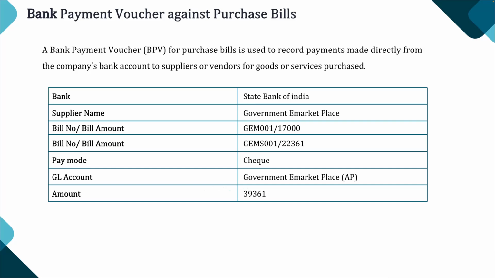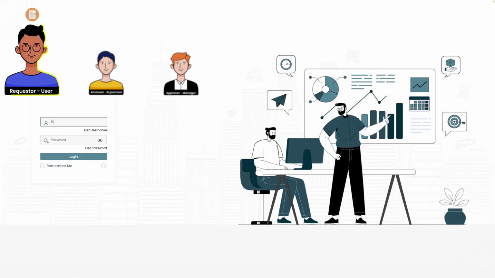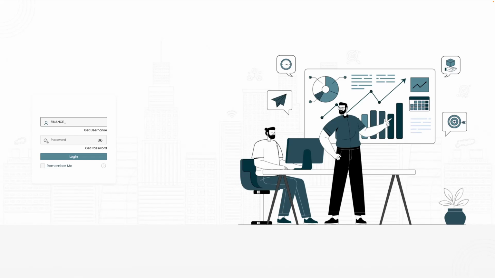Select the bank, State Bank of India, supplier name, Government e-Marketplace, bill number GEM001. Log in with the username and password of the creator's login to create a bank payment voucher against purchase bills.